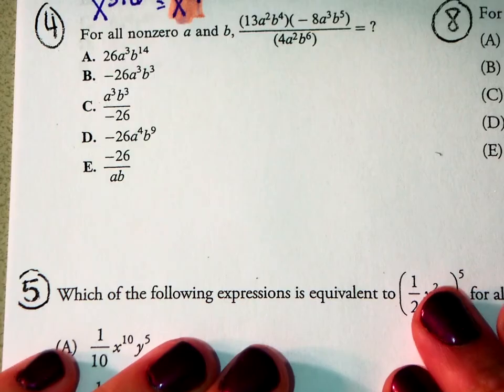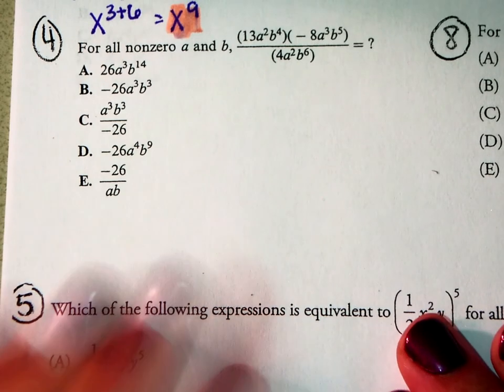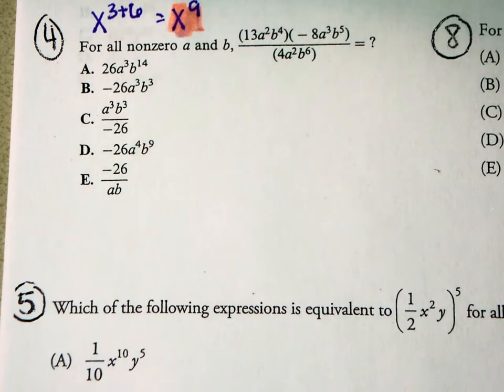All right, number 4, for all non-zero A and B, that just lets you know that the bottom of the fraction can't be 0.